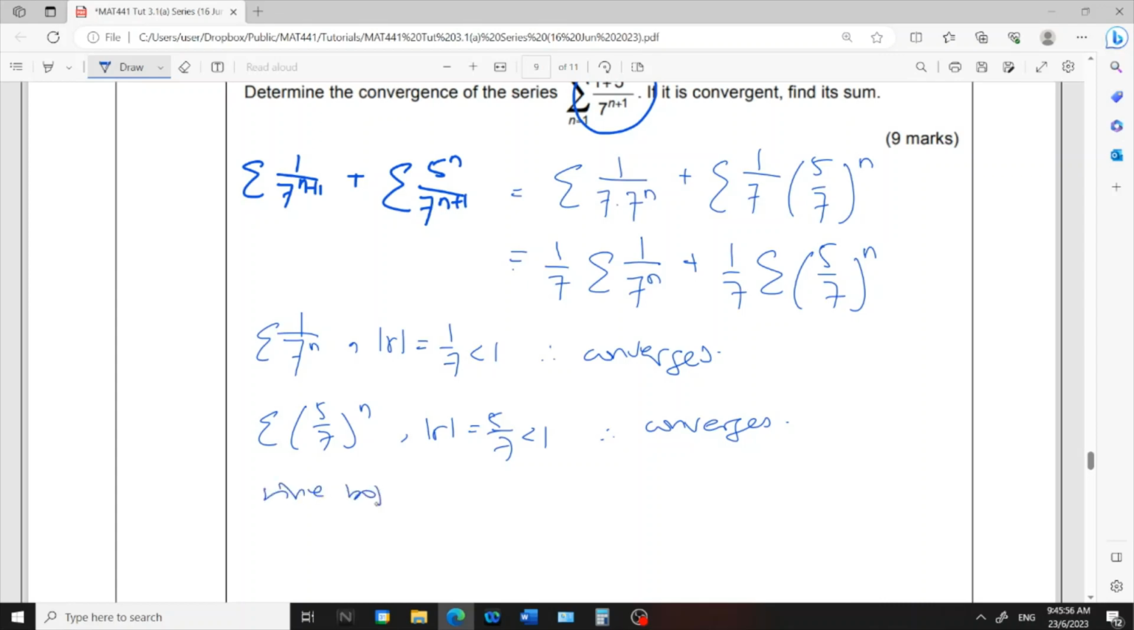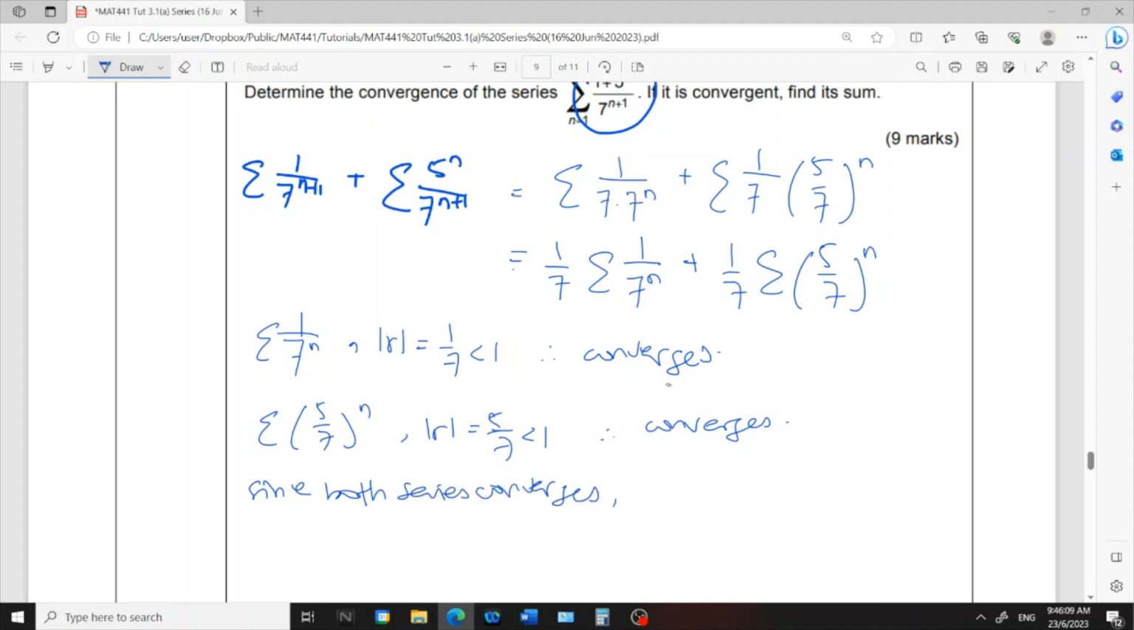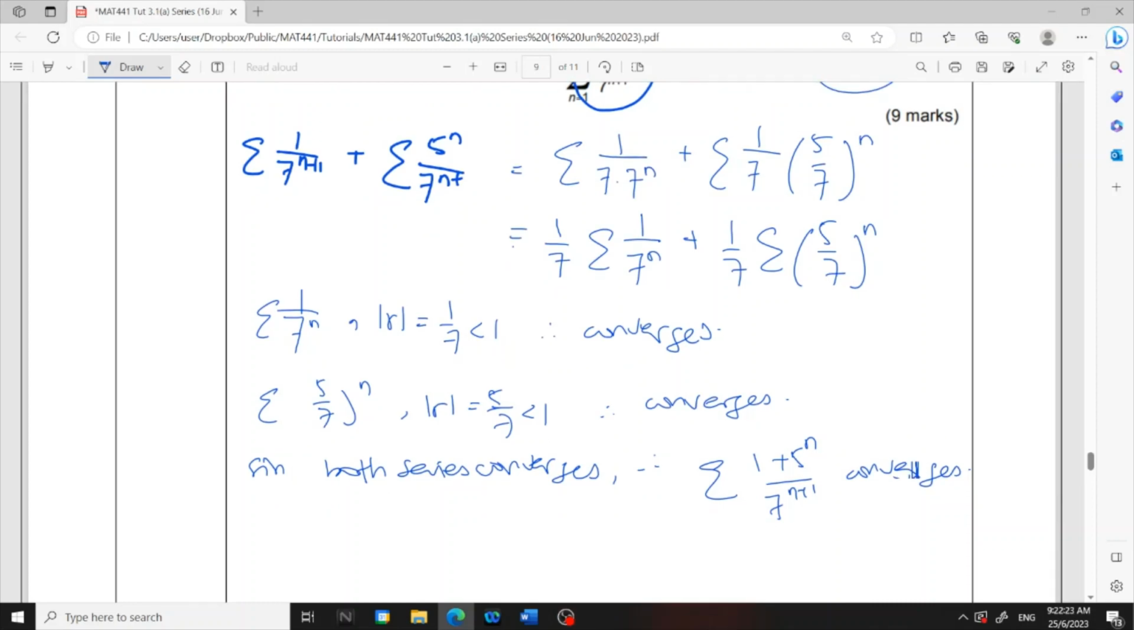Since both series converge, we can conclude that the original series, 1 plus 5 to the power of n over 7 to the power of n plus 1, also converges. Now we have two series.